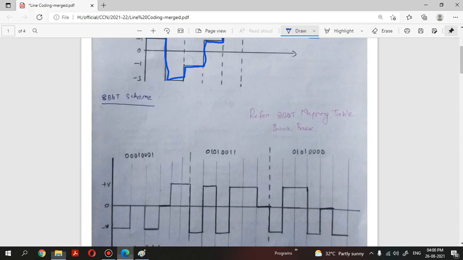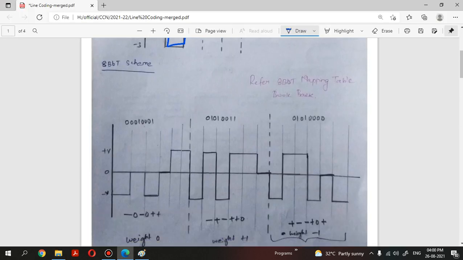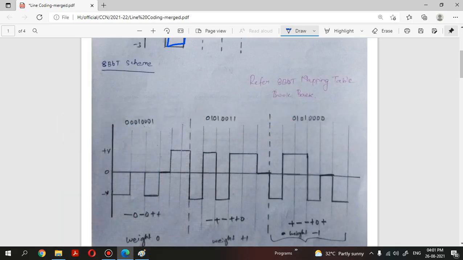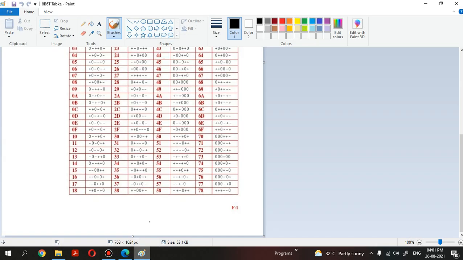Let's take 8-bit data. Your data is split into 8 bits each, for example 0001 0001. If you check the voltage level for 0001 0001, I think it is 11, so for that the pattern is minus, 0, double plus. Look, here it is.